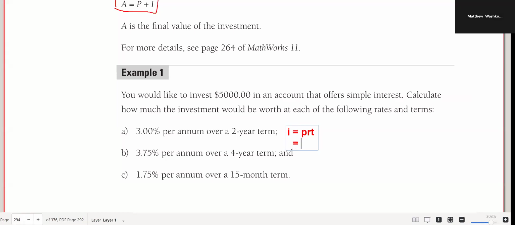My principal is $5,000. I've invested $5,000. It offers simple interest. These are keywords you're looking for. I'm investing 5,000. It offers simple interest. I want to know how much the investment would be at the end of each of these rates. Read the question carefully. It's going to screw you if you don't eventually.